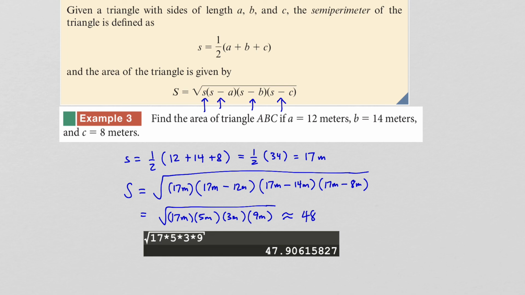And then you have the square root of meters times meters times meters times meters. So that's going to be meters squared. Now the reason for that is because you basically have the square root of meters to the 4th power. And when you get that, the square root of a 4th power just gives you a 2nd power. So we end up with approximately 48 square meters. All right, so in this section we have basically 3 pretty simple formulas to allow us to find the area of a triangle.